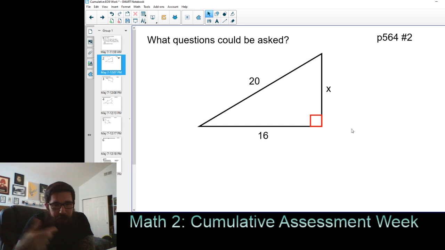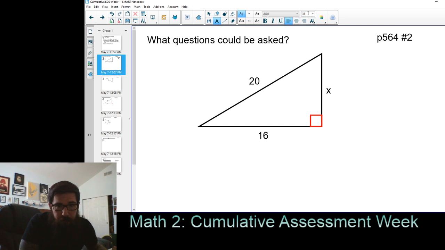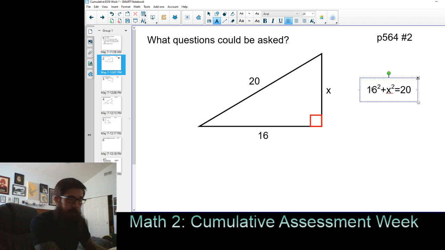The first thing that comes to my mind, I see that it's a right triangle. I have 2 sides, and I don't know a third, and it's labeled. My first instinct would probably be, let's find that side, right? I'm just going to do a little bit of Pythagorean for it. Let's change this font size. So that's going to be 16 squared plus x squared equals 20 squared. Right, 20 is my hypotenuse.